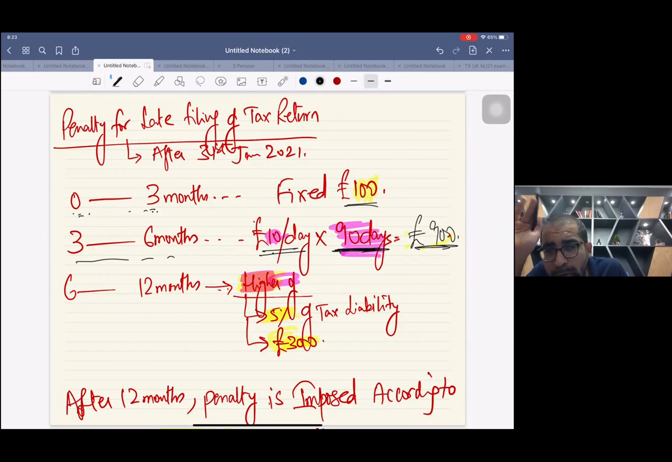Then if you cross 6 months and still haven't filed, you will have to pay one more penalty, and that is the higher of 5% of tax liability and 300 pounds. Two things we will compare: 5% of tax liability and 300 pounds.